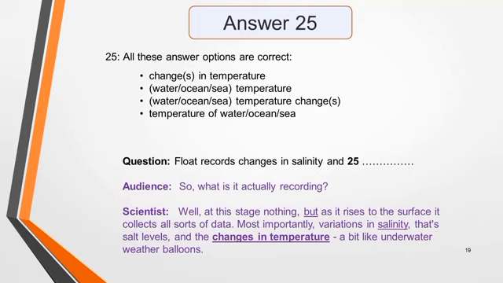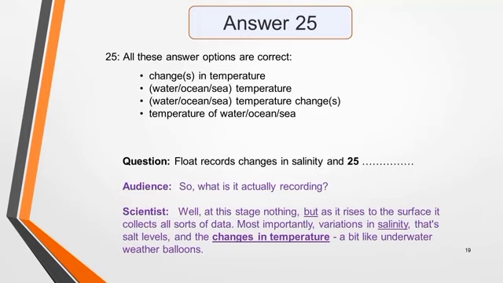Audience: So what is it actually recording? Scientist: Well, at this stage nothing, but as it rises to the surface it collects all sorts of data. Most importantly, variations in salinity, that's salt levels, and the changes in temperature, a bit like underwater weather balloons.